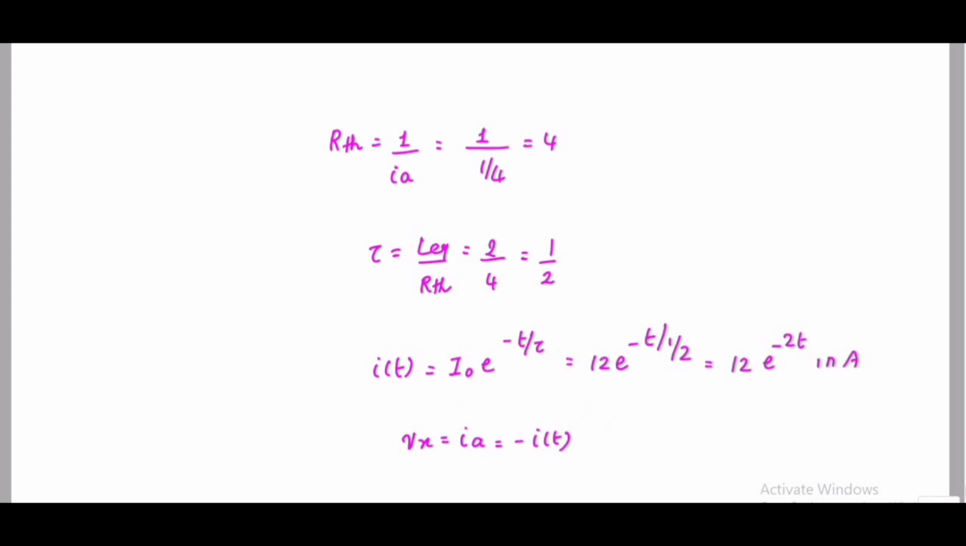So I of t is equal to I naught into e power minus t divided by tau. I naught is 12, so you will get 12 e power minus t divided by 1 by 2. So I of t is equal to 12 e power minus 2t, which is in terms of amps. So if I want to find the value of Vx, Vx is equal to Ia, Ia is equal to minus I, right? So I will get Vx is equal to minus 12 e power minus 2t in terms of volts.